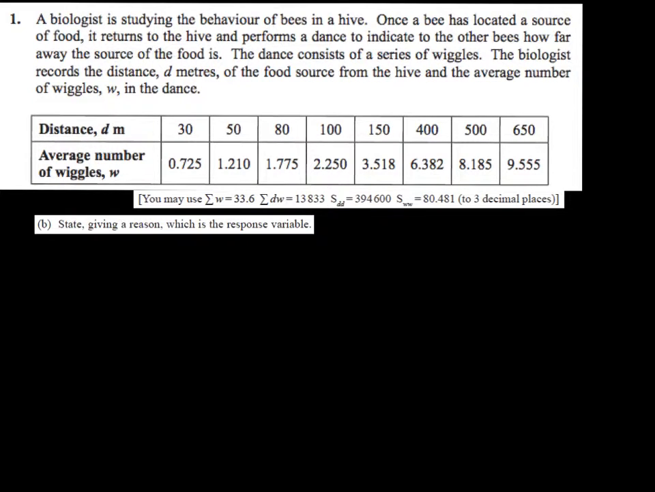Part B, state giving a reason, which is the response variable. Well, you can see here that we're proactively looking at the distance, so we're deliberately choosing beehives that are set distances away, and we're seeing how the average number of wiggles changes. So this is the dependent variable, the response variable, because this is what we're interested in measuring. So we're changing the distance, or selecting beehives this distance away, and interested in if there's a relationship with the average number of wiggles.